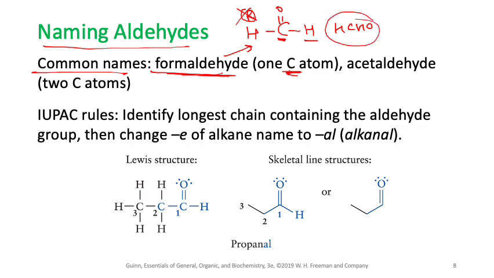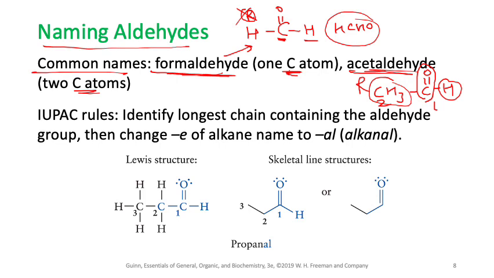Then if you have 2 carbons, the name is acetaldehyde. For example, if you have CH3, C double bond O, H, then you have the carbonyl group, this is the R group, and this is the H. So this is an acetaldehyde with 2 carbons, 1, 2.